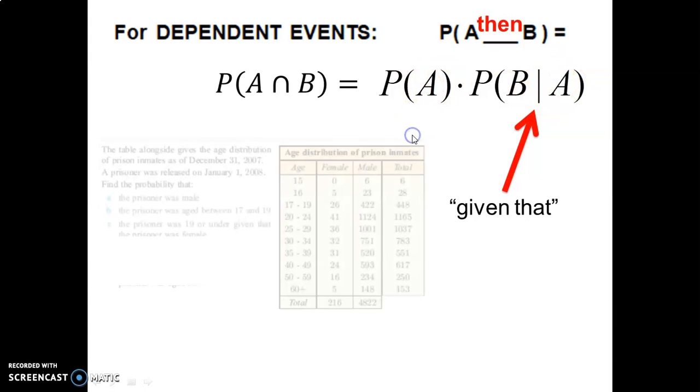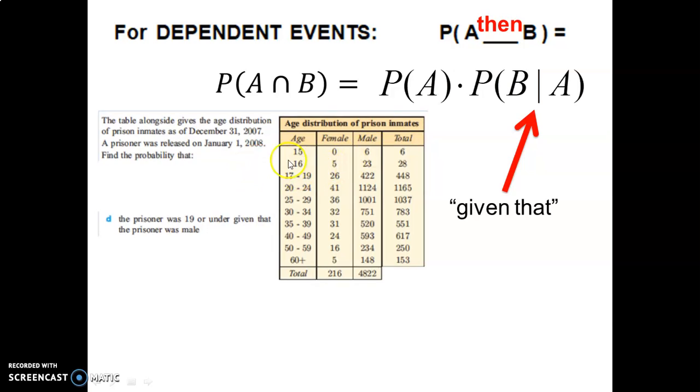So looking back at an example we saw a few days ago, we have this table of information. It is the age distribution of prison inmates by gender and also by age. Let's look at part D here, and then you're going to try a question on your own. So we're looking for the probability the prisoner was 19 or under, given that the prisoner was male. So now notice that this has "given that" in it. So this probability we're being asked is actually a probability of this form. Here are the prisoners that are male, that are 19 or under, given that they're male.